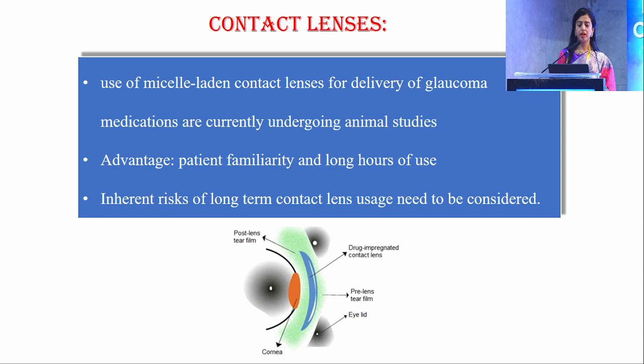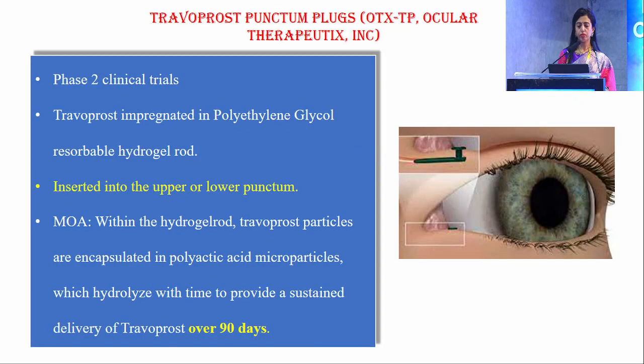Contact lenses: these are drug-laden contact lenses for delivery of glaucoma medications. Advantages are patient familiarity and long hours of use. Travoprost punctal plugs are inserted into the upper or the lower punctum. The delivery of travoprost was over 90 days.